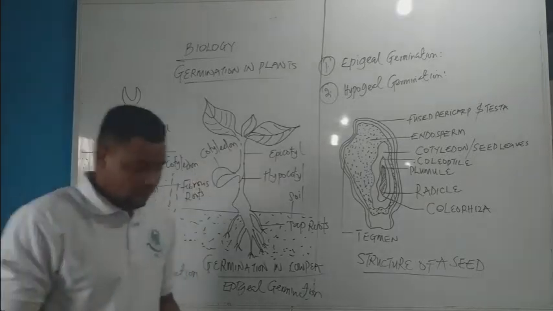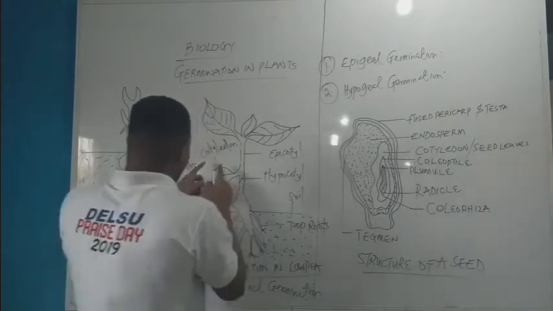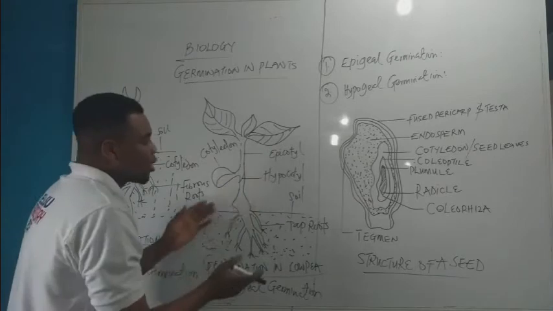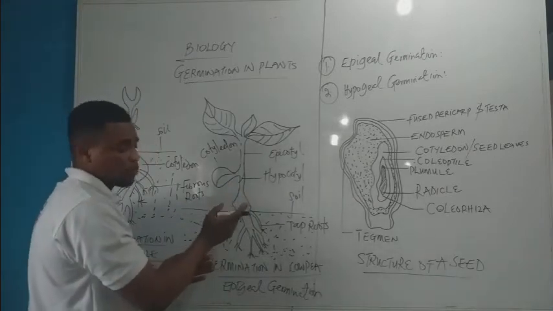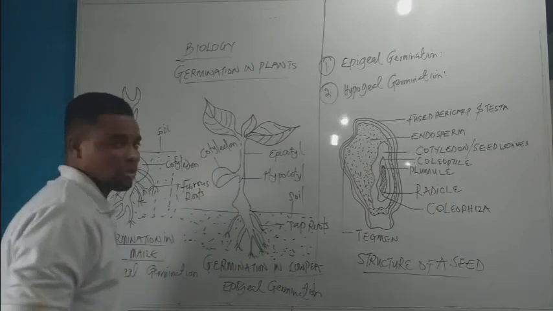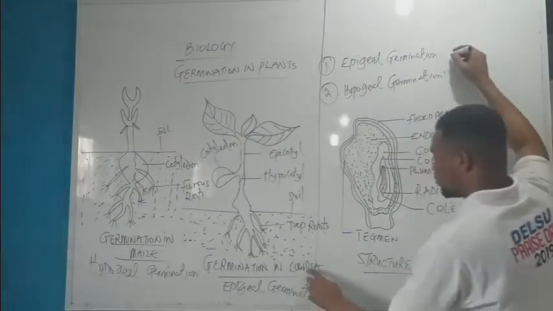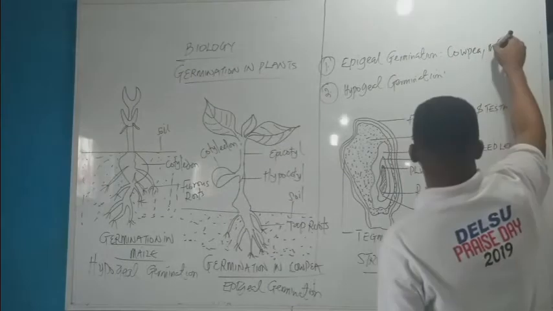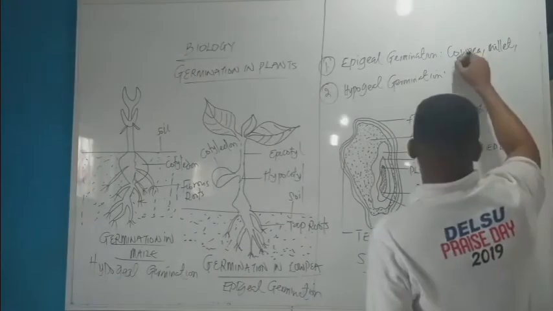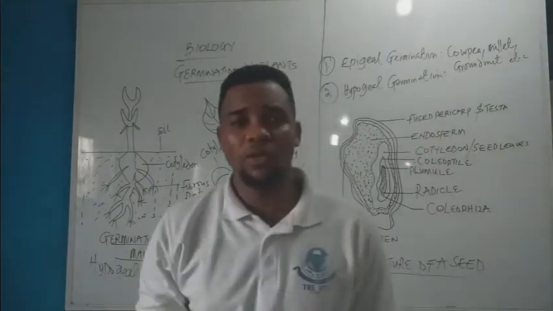So now, what do we understand by epigeal germination? Epigeal germination is a type of germination whereby the cotyledon, one or two cotyledons, is grown outside, above the surface of the soil. This is the soil. Do you understand now? A very good example of epigeal germination is the cowpea, the millet, the groundnut, and so on. So we have various examples of epigeal germination.